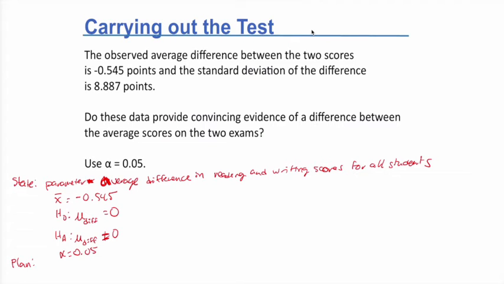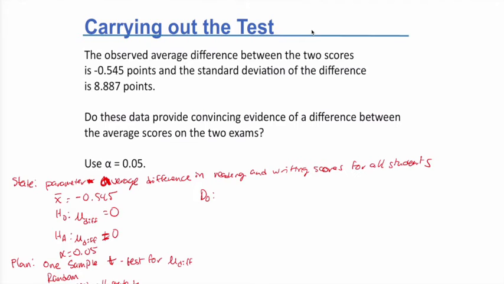We plan. This is a one sample t-test for the average of the differences. We check our conditions. It's a random sample. 200 is less than 10% of all students. And our N is 200, which is at least 30. So that meets all of our conditions. Now we can do the work.